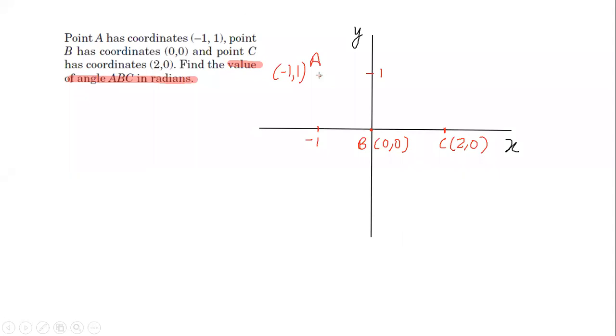If I quickly join these points A, B, C, I'll get a triangle, as you can see. Now they're asking me the angle ABC. If you see, the angle ABC is made up of two angles. One is this basic angle, which is the angle of the axis, and then this remaining angle. So these two add up and make ABC.